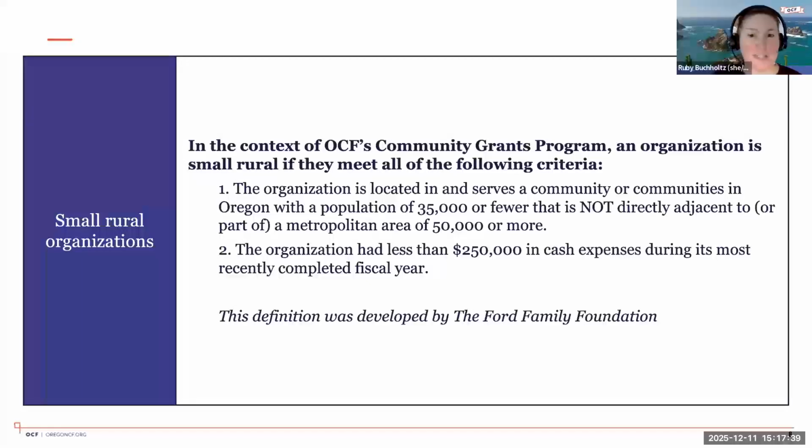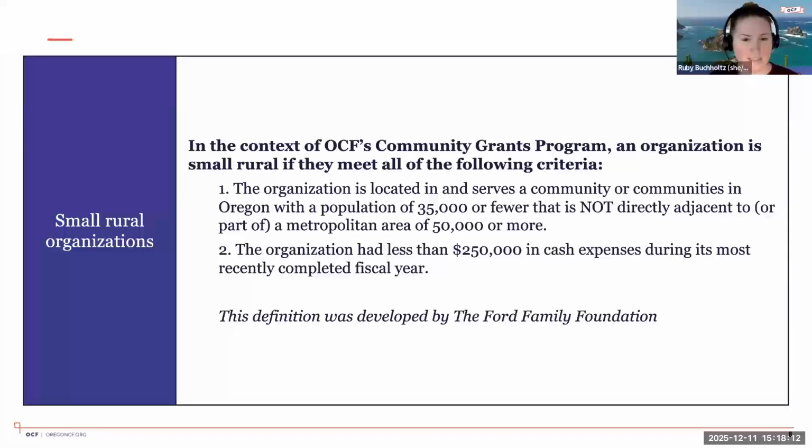All right. For the spring cycle, applicants must select one of 3 organization categories: small rural, culturally specific, or culturally responsive. A small rural organization is defined as located and serving a community with a population of 35,000 or less and is not directly adjacent to an area with a population of 50,000 or more. And the applicant has $250,000 or less in operating expenses during its most recent completed fiscal year.